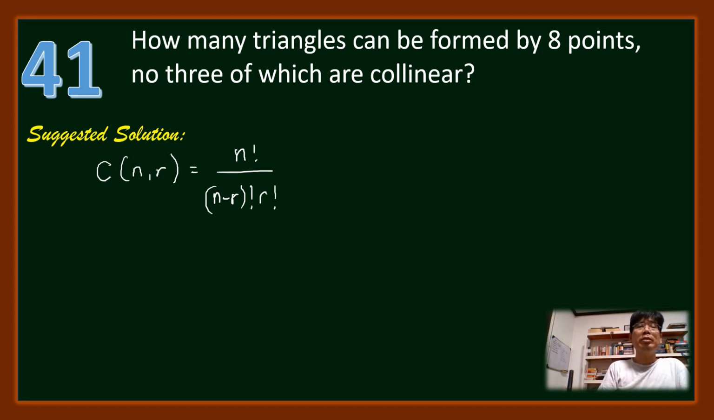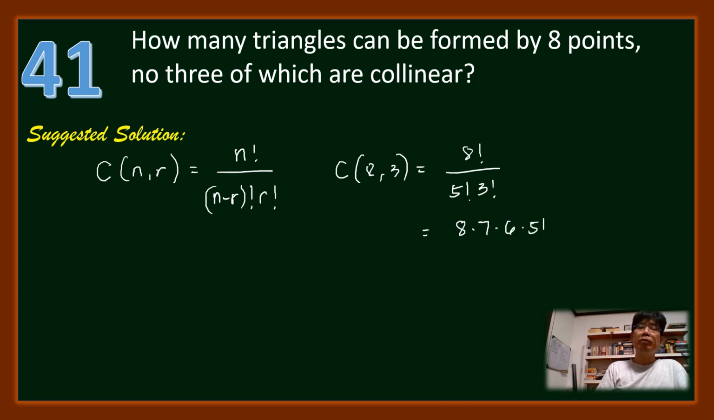is combination n taken r is equal to n factorial over n minus r factorial times r factorial. From the given information, n is equal to 8 and r is equal to 3. So we're solving for combination 8 taken 3. So we have 8 factorial over 8 minus 3, that is 5 factorial, times 3 factorial. 8 factorial is 8 times 7 times 6 times 5 factorial. We stop at 5 factorial because we have a 5 factorial in the denominator. 3 factorial is 3 times 2 times 1.